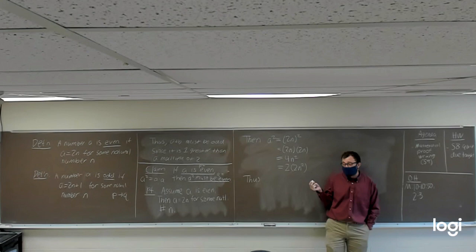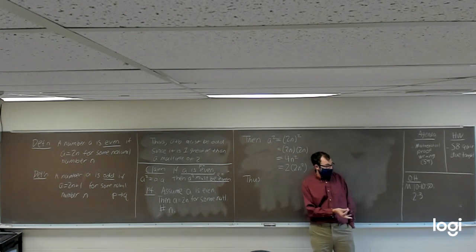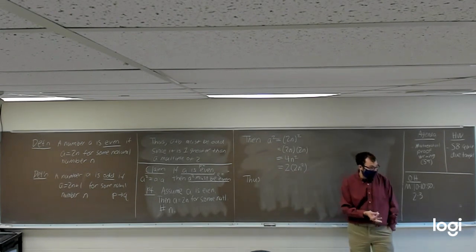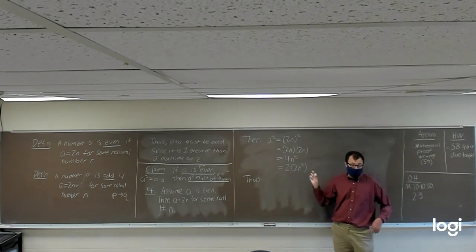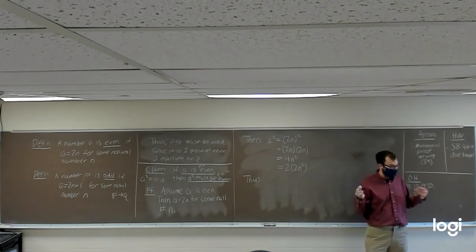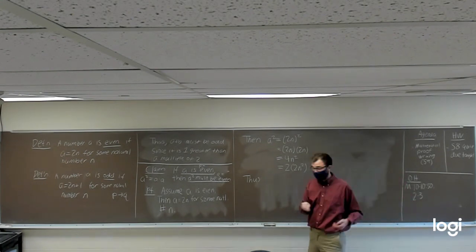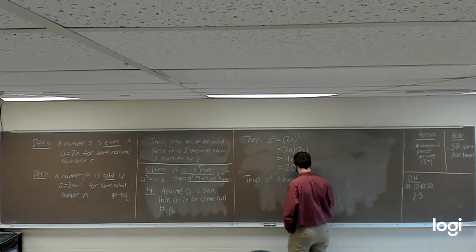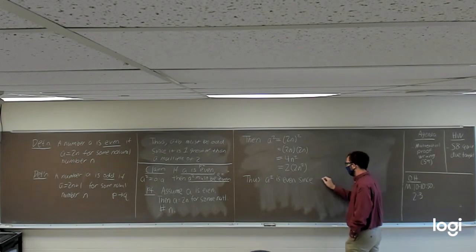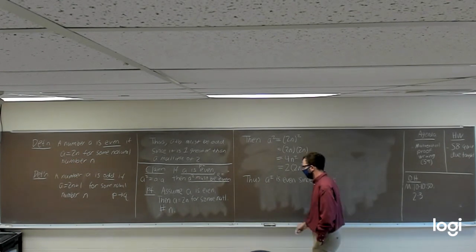If A squared is equal to 2 times this expression 2n squared, what can we write as means of conclusion? Thus, A squared is an even number. Must be an even number since 2 times any natural number is an even number. Yeah. Thus, A squared has to be even because it's equal to 2 times some other natural number, 2n squared. Thus, A squared is even since A squared is a multiple of 2.